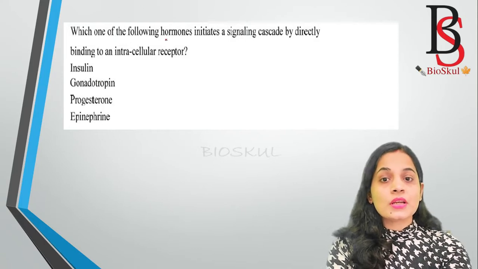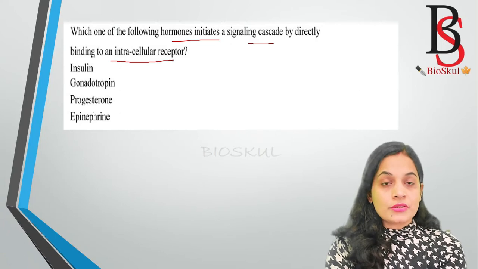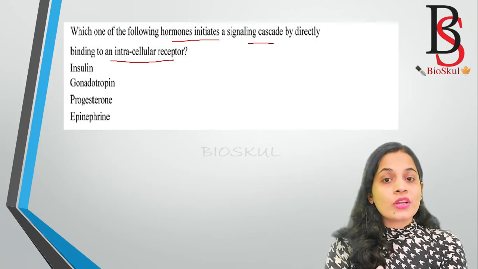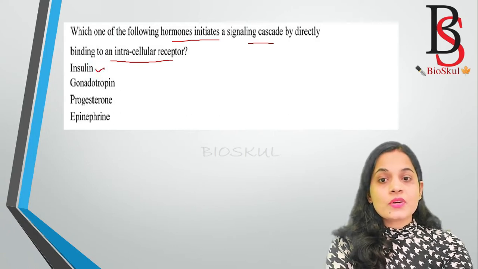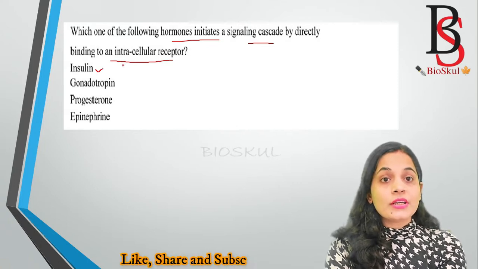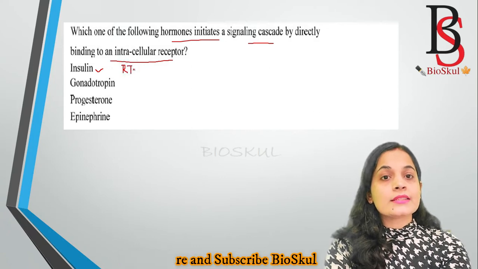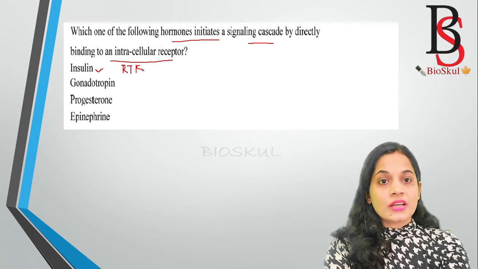The first question: which one of the following hormones initiates a signaling cascade by directly binding to an intracellular receptor? So this question is asking which hormone directly binds to the intracellular receptor. Let's see. The first one is insulin. The receptor for insulin is a receptor tyrosine kinase, that is RTK, and it is a cell surface receptor. So this one is not the correct answer.